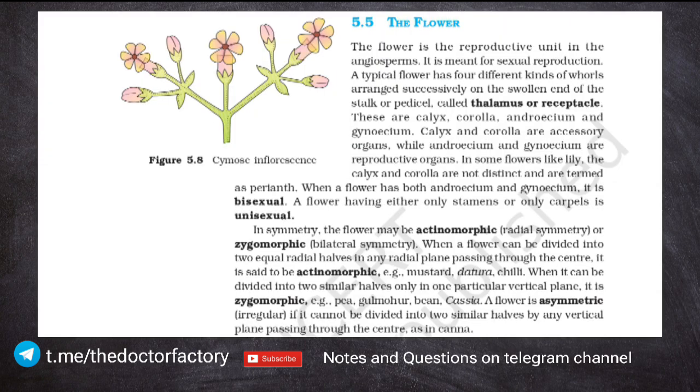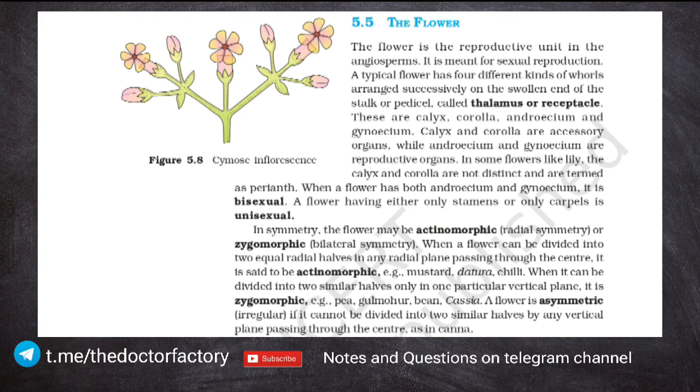5.5 The flower. The flower is the reproductive unit in the angiosperms. It is meant for sexual reproduction. A typical flower has four different kinds of whorls arranged successively on the swollen end of the stalk or pedicel called thalamus or receptacle. These are calyx, corolla, androecium and gynoecium. Calyx and corolla are accessory organs, while androecium and gynoecium are reproductive organs.